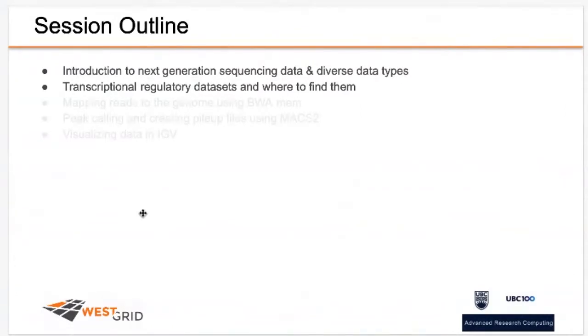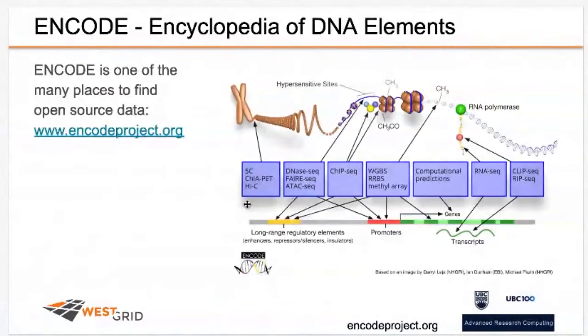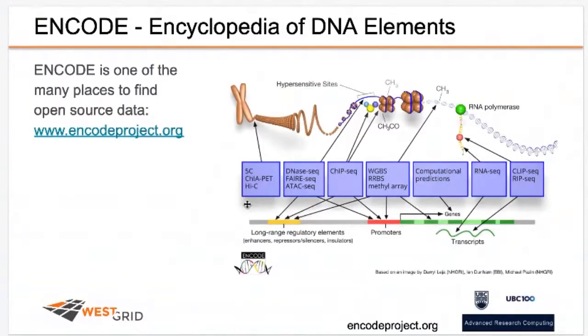So next up, we're going to talk about transcriptional regulatory data sets and where to find them. So ENCODE, or the Encyclopedia of DNA Elements, is a large consortium which has been collecting many diverse assays over a number of different tissues and cell types for the human genome.